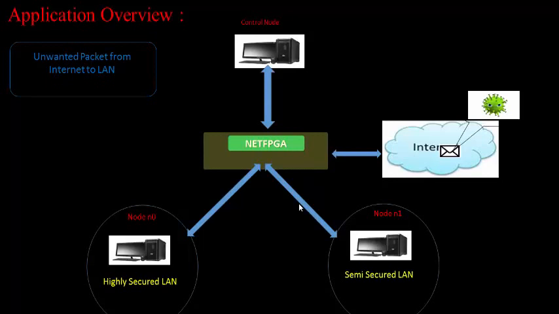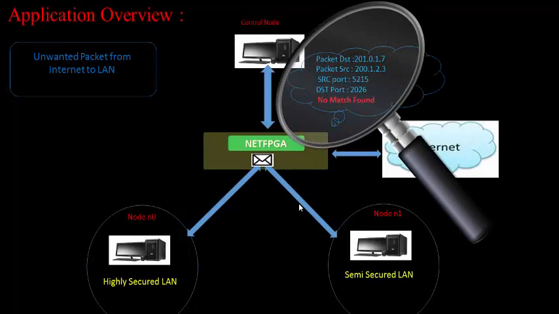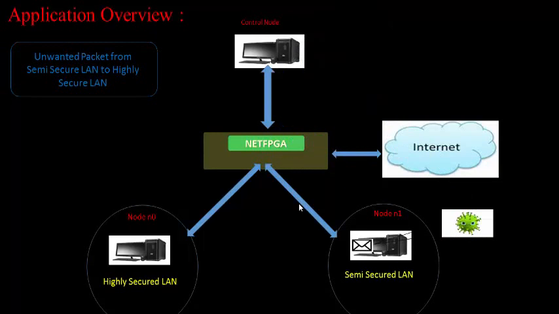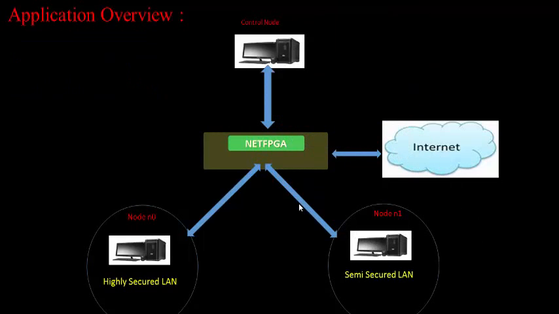Then what if some unwanted packet from the internet tries to enter our internal node? It comes to the NetFPGA, and the NetFPGA does a parallel search inside the access table and the NAT table. It finds that there is no match, and it routes it to some other node. Similarly, if some unwanted packet coming from an already affected semi-secure LAN tries to enter the highly secure LAN, again it finds that there is no match because there was no initiation of a packet from the highly secure LAN, and it rejects the packet.